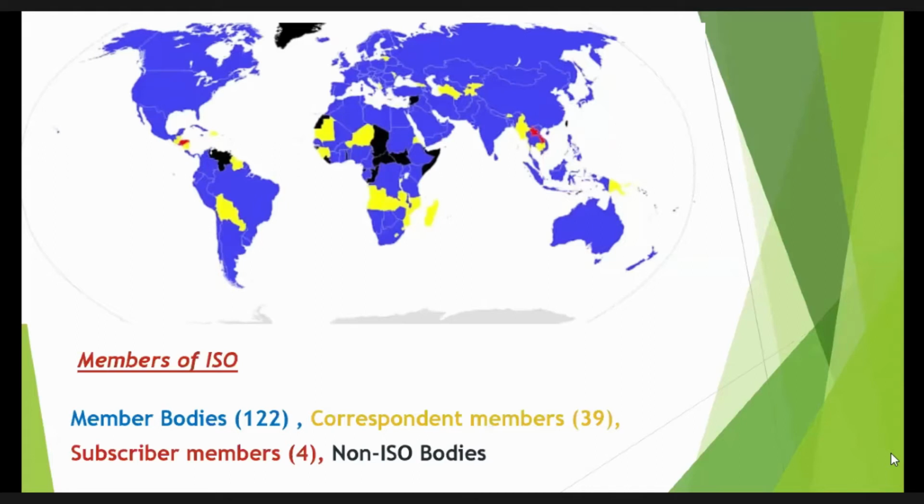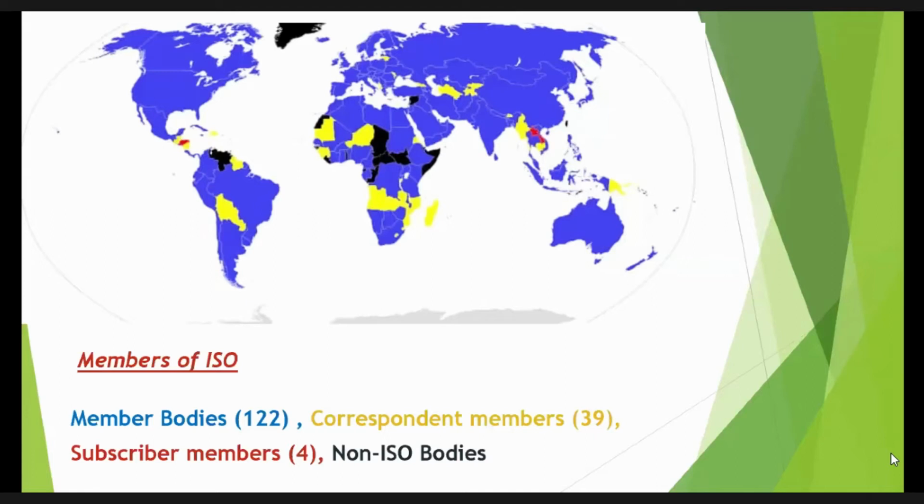Full members or member bodies. These members influence ISO standards development and strategy by participating and voting in the ISO technical and policy meetings. These can sell and adapt ISO international standards nationally.